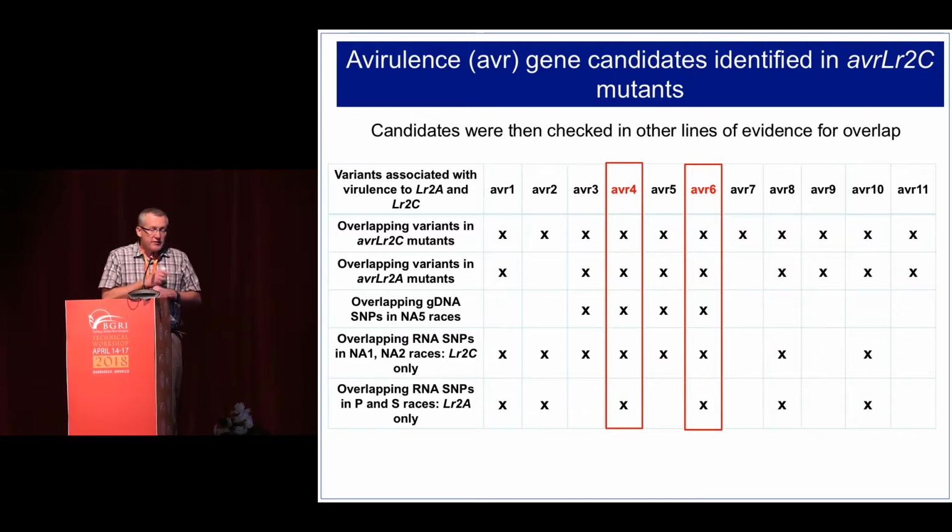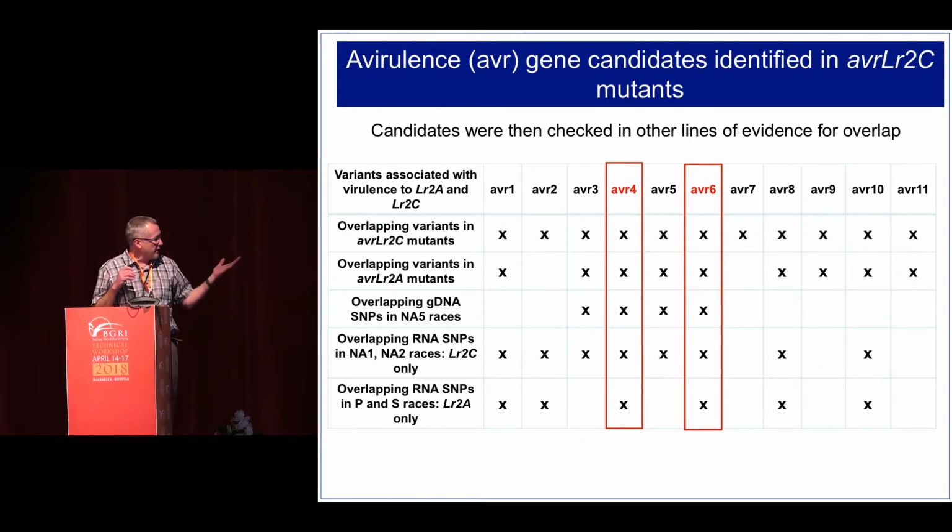So the second one, since it looks like it's the same gene, I then looked at Lr2A mutants and found the ones that overlapped with them. Then looking at the SNPs, I looked at the genomic DNA for North American 5 races and found those. Then with races in North American 1 and 2, those races actually separate out Lr2C only. So these have been very useful. So I found the genes that overlap there, and then the P races and the S races, the P and S difference is in virulence on Lr2A only.